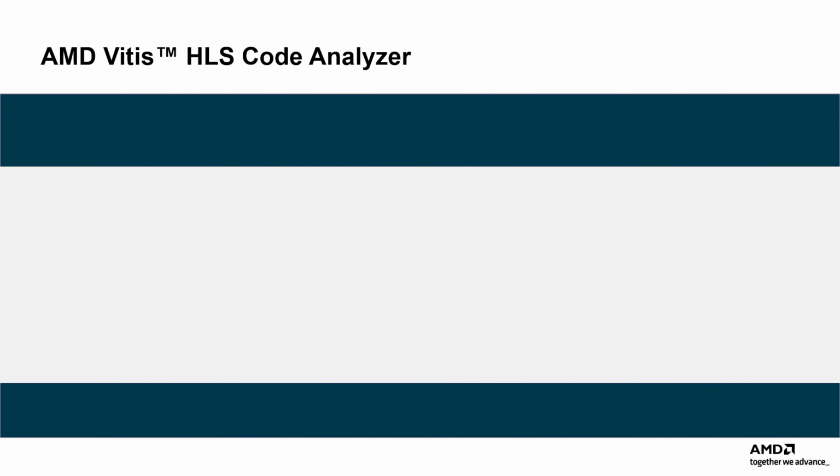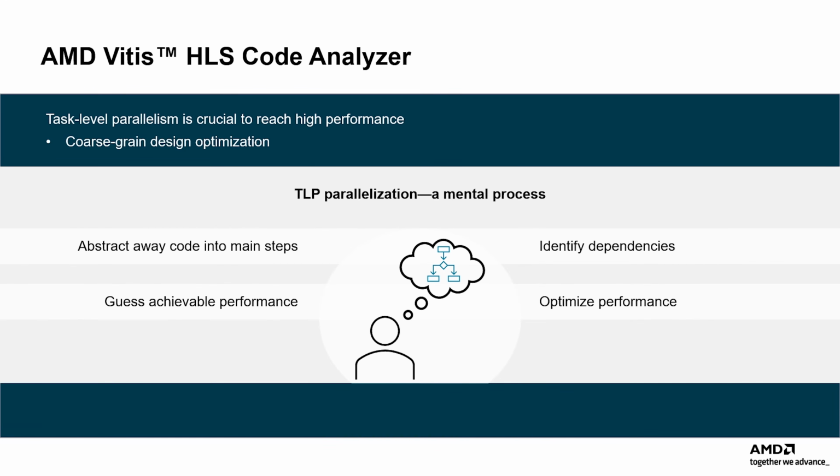Task-level parallelism is crucial for achieving high performance in modern computing systems. Coarse-grained design optimization involves breaking down a problem into independent tasks that can be executed concurrently. TLP parallelization is a mental process that requires identifying tasks, analyzing dependencies, and estimating performance. Code analyzers can assist in this process by identifying potential parallelism opportunities and providing performance metrics.